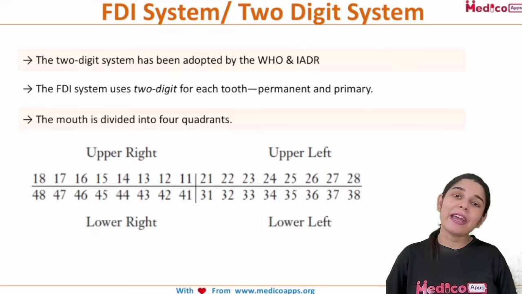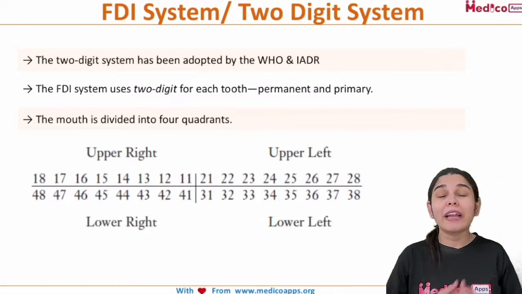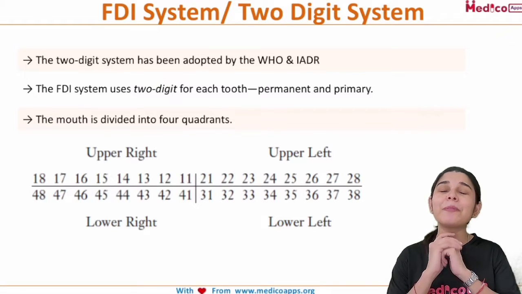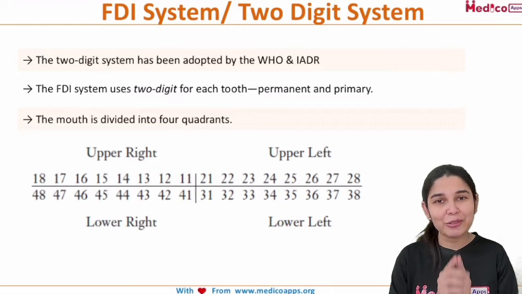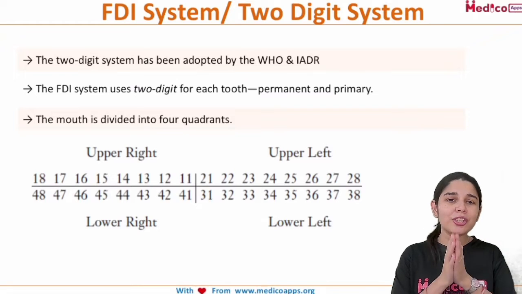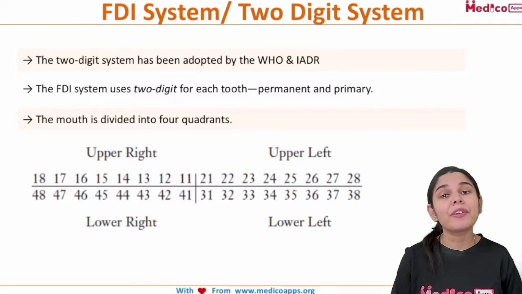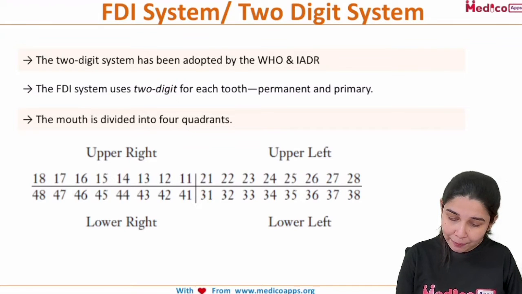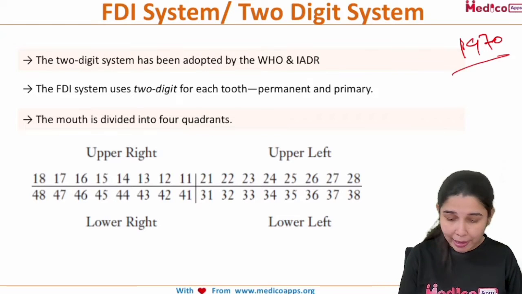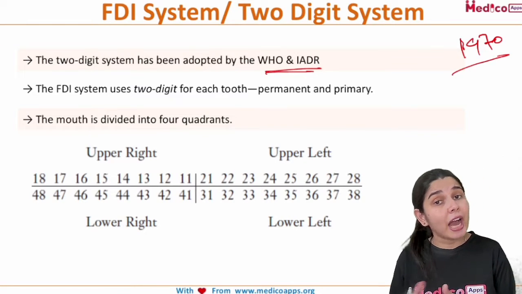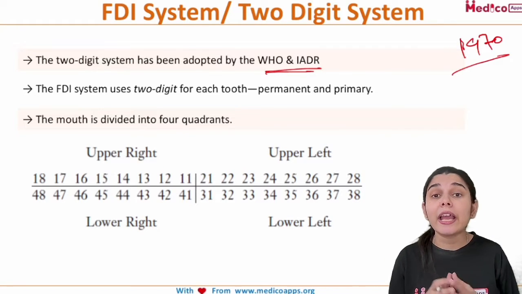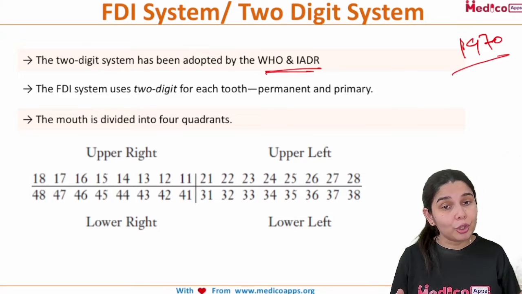So let's start by understanding what this FDI system is. It is also known as the two-digit system. Why do we call it a two-digit system? You will understand once you understand this entire concept. This two-digit system, or the FDI system, was given in the year 1970. It has been adopted by both the WHO and the IADR, the International Association of Dental Research. So that means it is a universally accepted tooth numbering system.